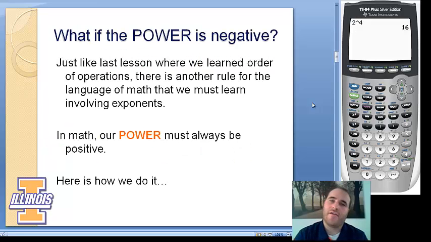Now that is a positive power. What happens if we have a negative power? Well, just like with order of operations, there are rules that govern exponents with negative powers. And the general rule of thumb is that in math, our power has to always be positive. We don't like negative powers. Here's how we deal with a negative exponent.